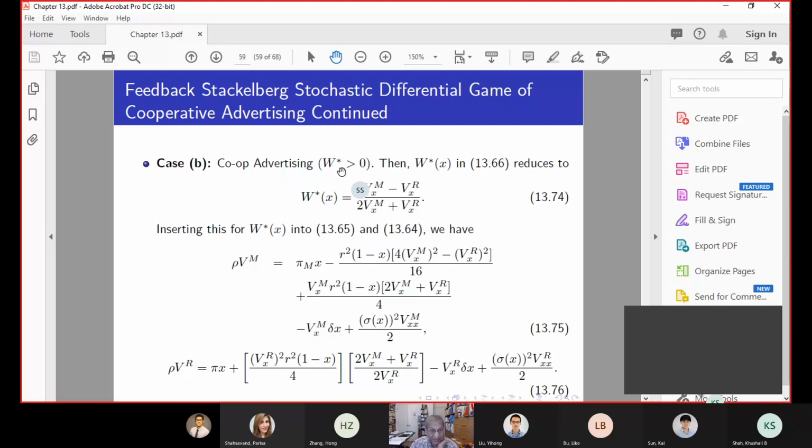The second case is when theta is bigger than 0. In this case, W star x is not 0, but is this. Now we substitute these into the two value function equations. And we solve those value function equations again by using the linear device of the 1983 paper that I wrote, and it works. We did not know when we did the Stackelberg whether it works, but it works, and that was the fortunate part.